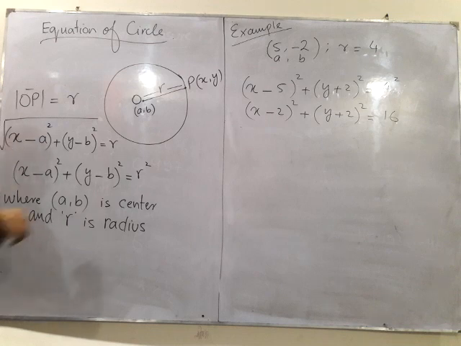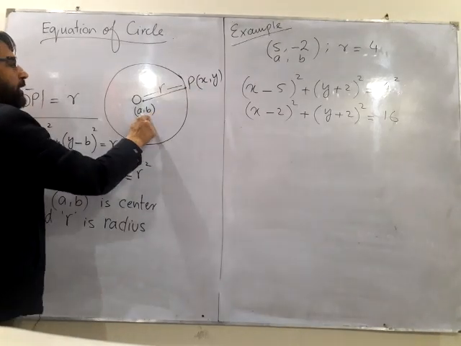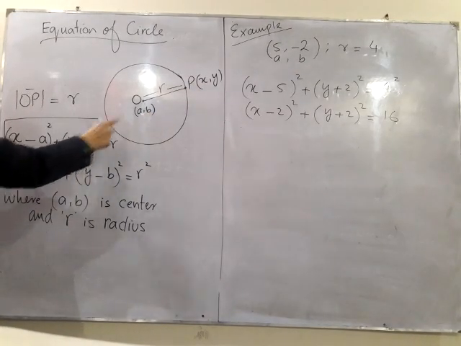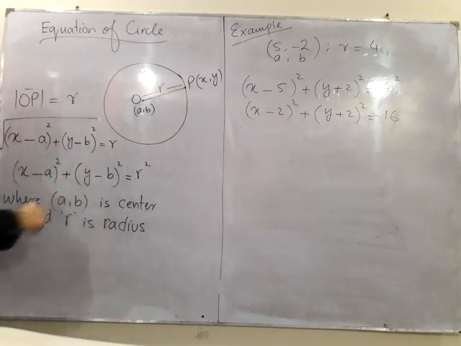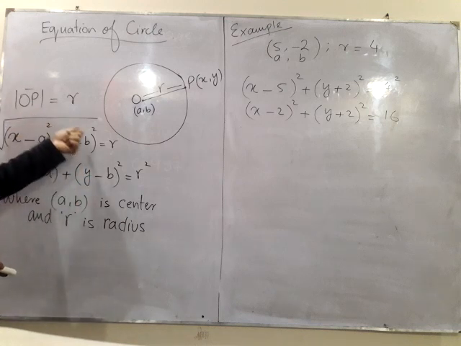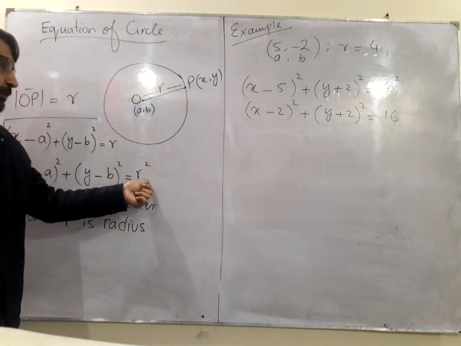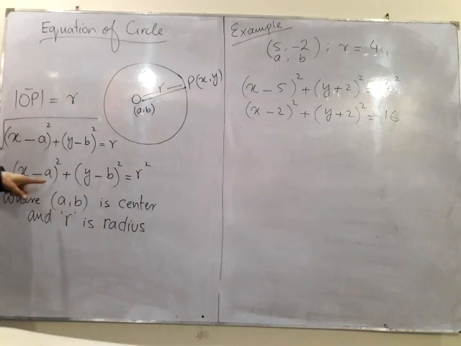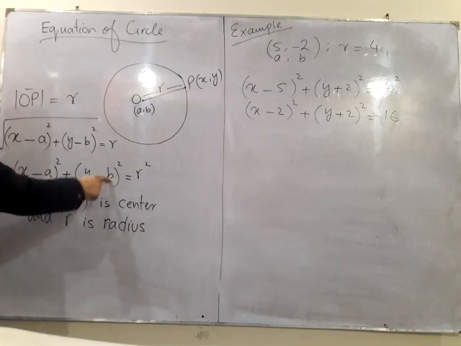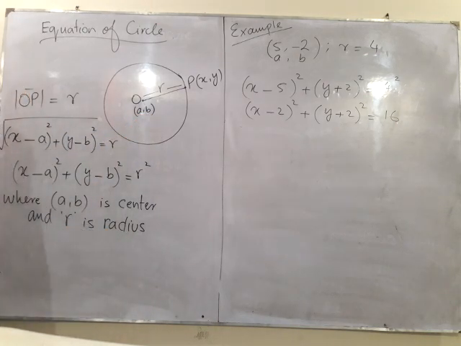We know the distance formula is the square root of (x minus a) whole square plus (y minus b) whole square. This is equal to the radius. Now removing the square root, taking square on this side and on this side, we reach (x minus a) whole square plus (y minus b) whole square equals r square. This is the general equation of a circle, where a and b are the center coordinates and r is the radius.